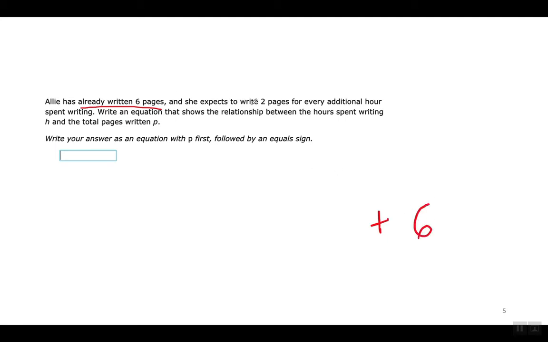She expects to write 2 pages for every additional hour spent writing. All right, 2 pages for every additional hour.